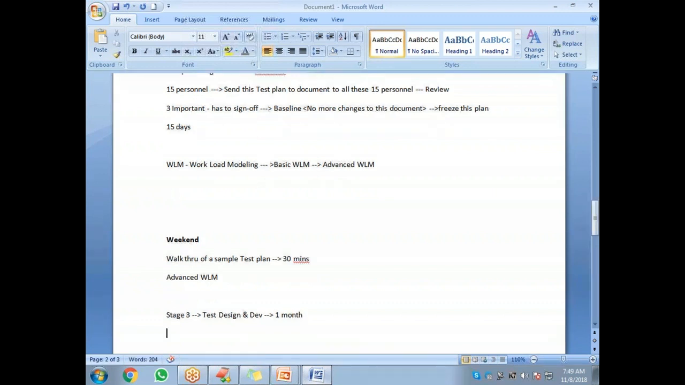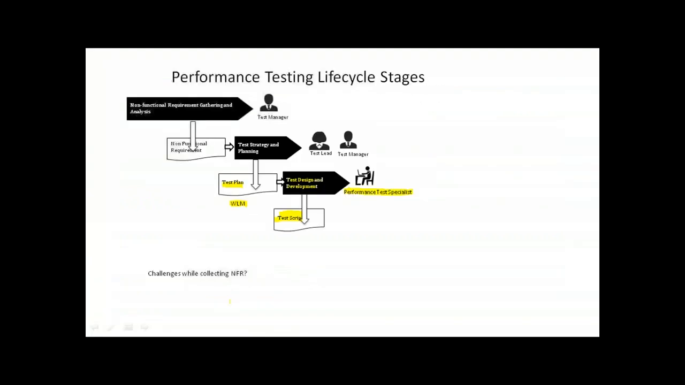So in total, how many months are finished now? Stage 1 is 15 days. Stage 2 is 15 days, and stage 3 is 1 month. So far we are done with 2 months. Once this stage is completed, you will be done with 2 months of your project.